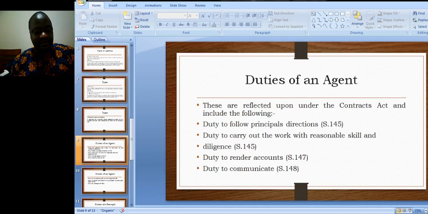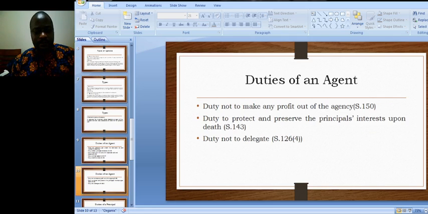Number 5, the duty to communicate. You're supposed to communicate with the principal as an agent. Another one, the duty not to make any profits out of the agency, secret profits, without the knowing of the principal, and that is under section 150. Then another one, the duty to protect and preserve the principal's interests upon death, that is under section 143. And lastly, under duties of an agent, the duty not to delegate, that is under section 126.4.